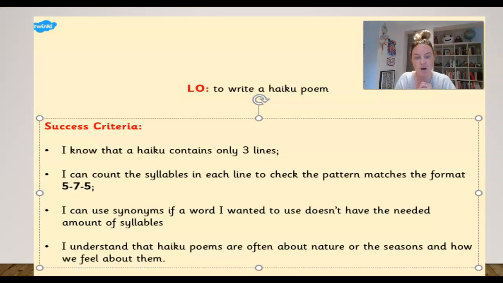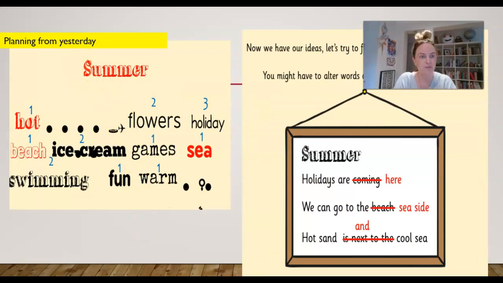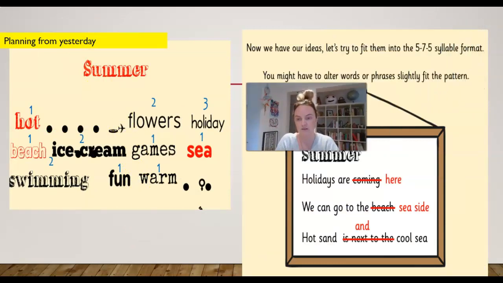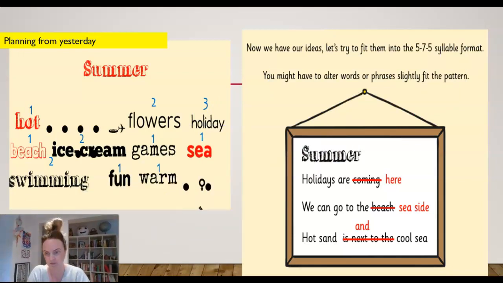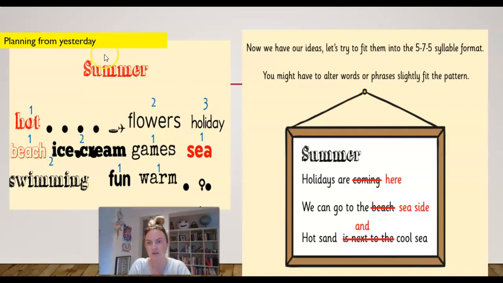I understand that haiku poems are often about nature or the seasons and how we feel about them. So let's get started. So here I'm going to move myself. Oops, I lost myself. So here is my planning from yesterday. I did a lot of work yesterday on this, and that's going to help me with my writing today. So my theme that I picked was summer, and these were some of the words that I brainstormed yesterday. Hot, flowers, holiday, beach, ice cream, games, sea, swimming, fun, and warm.